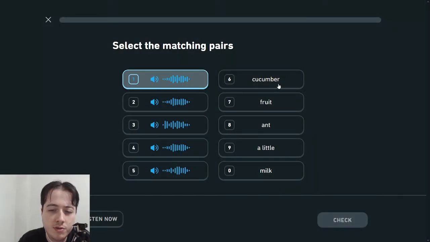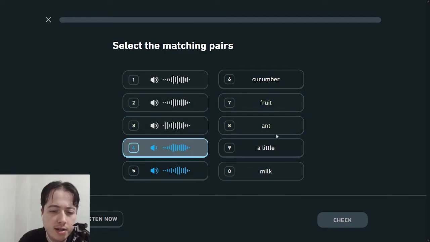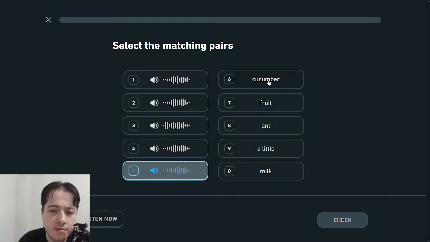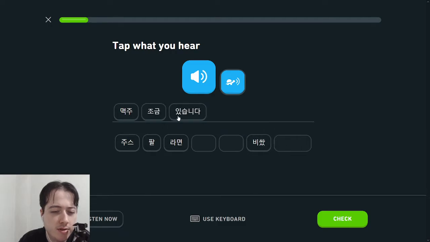우유. 우유 is milk. 과일. Fruit. 개미. 조금. 오이. 맥주 조금 있습니다. 맥주. 조금. 있습니다. So there is a little beer.